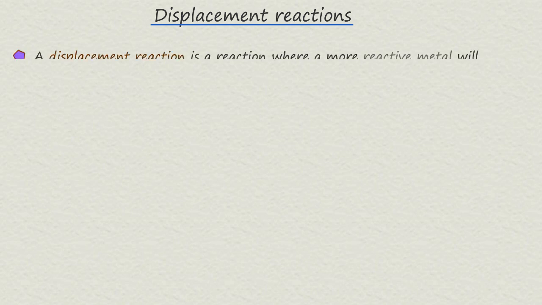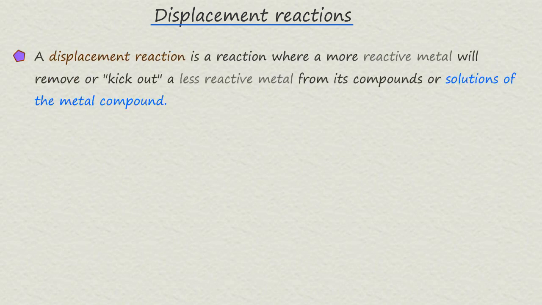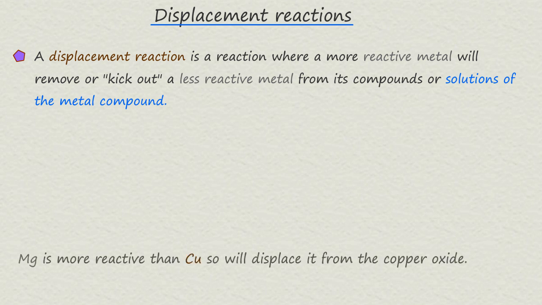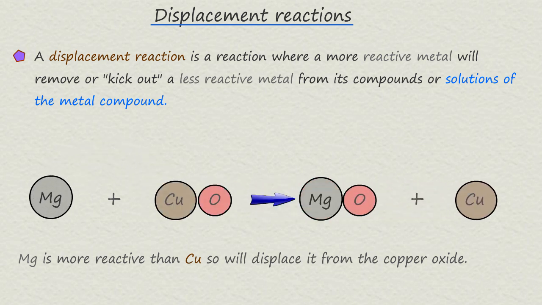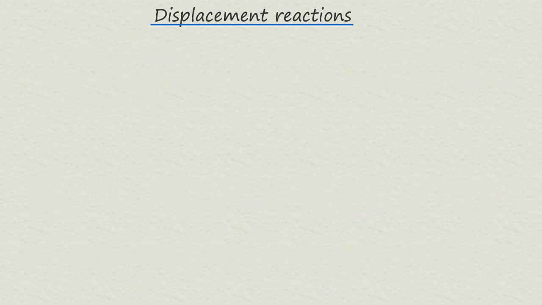Another method which can be used to extract a metal from its ore or compound is to carry out a displacement reaction. Now, in a displacement reaction, a more reactive metal will be used to kick out or remove a less reactive metal from its compound or a solution of the compound.